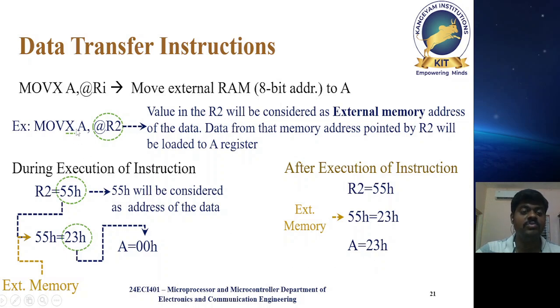So the difference is only that we are dealing with an external memory location, whereas in the previous instructions we were dealing with an internal memory location. External memory location means we will be having a separate memory IC which is connected to the 8051.